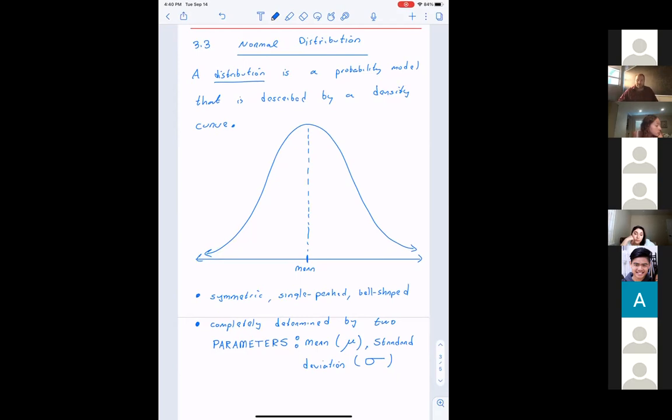The question is, by looking at this graph, can you just tell me, just by looking, how far I got to go from the mean? Do I go this far, or this far, or that far, or that far? How far do I got to go from the mean to go exactly one standard deviation away from the mean? How far?